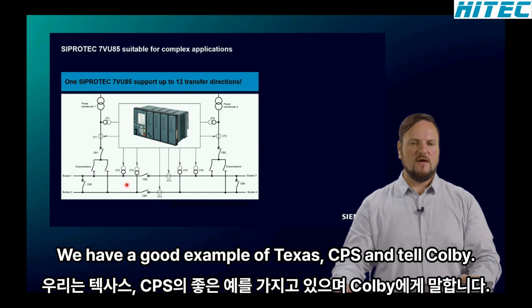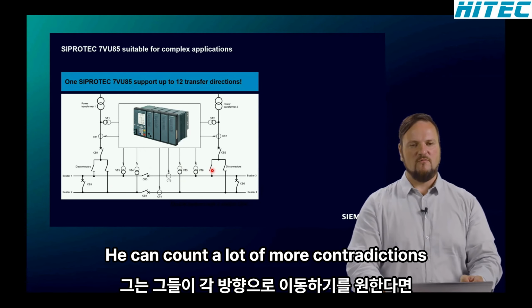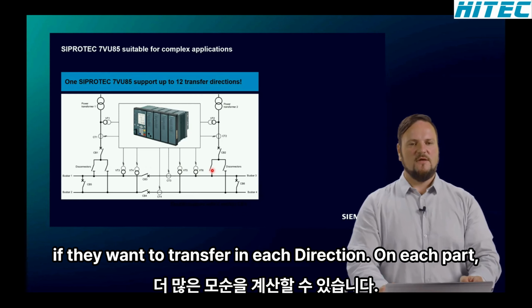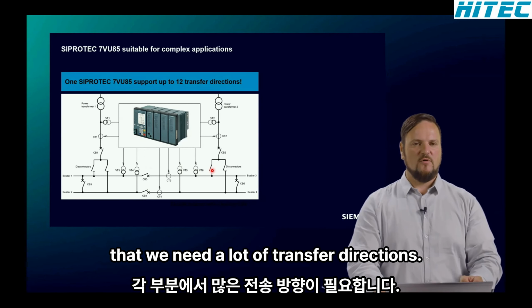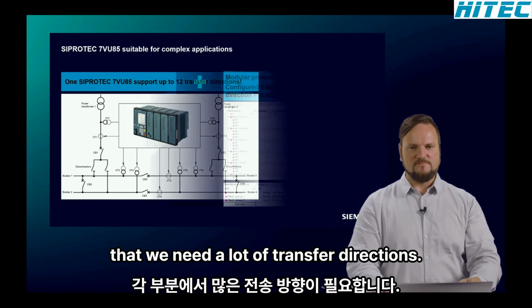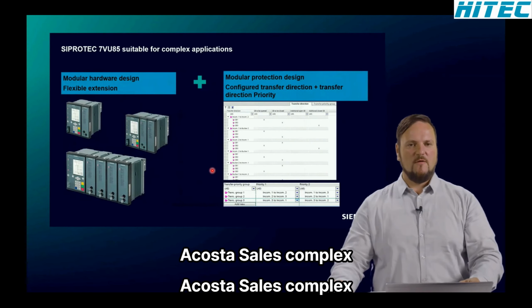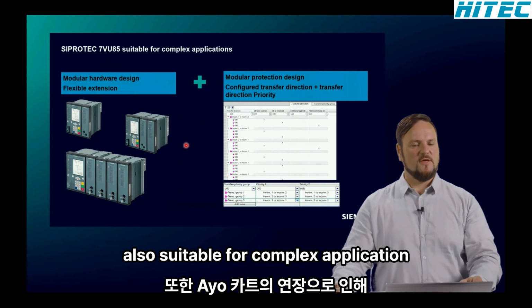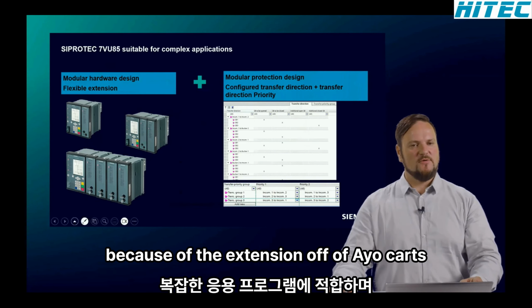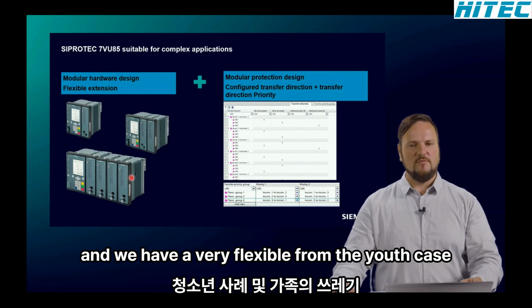Here we have a good example where we have a double busbar with intersection CBs, and therefore we can count a lot more transfer directions if they want to transfer in each direction on each bus, and so on. The 7VU is also suitable for complex applications because of the modular design of the hardware and the flexible extension of I/O cards and I/O modules.